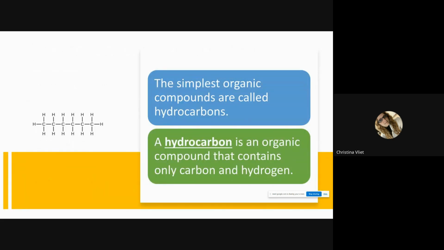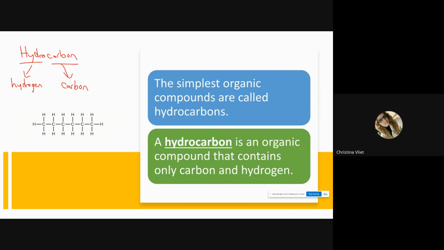So the simplest organic molecule is called a hydrocarbon. And if you break down the word hydrocarbon, these are molecules that have two elements. Guess what they are? Hydrogen and carbon. So hydrocarbons are any molecule that has just hydrogen and carbon. That's all it is. So the simplest organic class of compounds, we call these hydrocarbons.